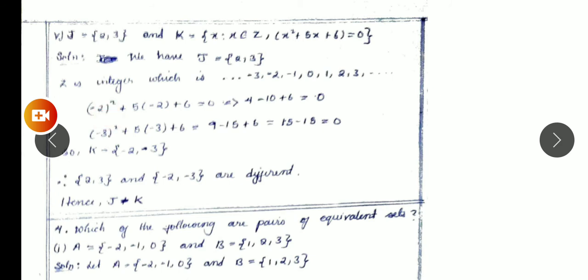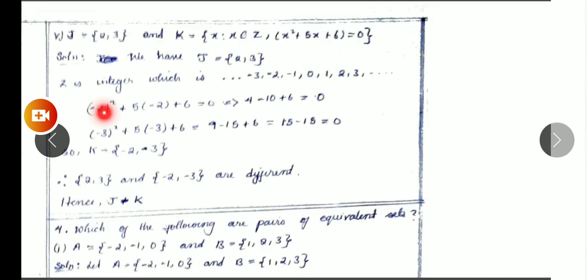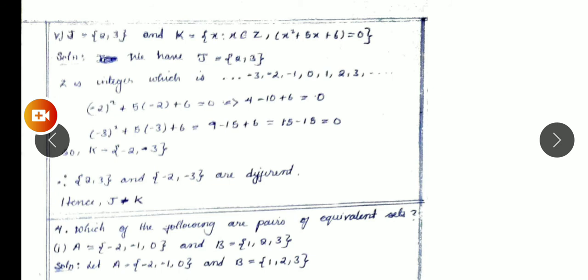As you put values instead of x, we can put 0 here, okay? So for this set member we can put minus 2 here. And then as you put minus 3 instead of x, we can answer 0 here, the given question. So minus 3 and minus 2 are also the members of K.